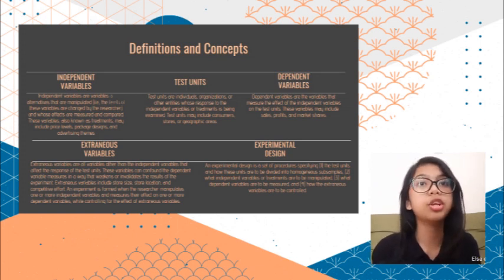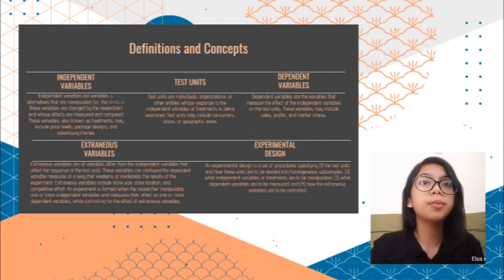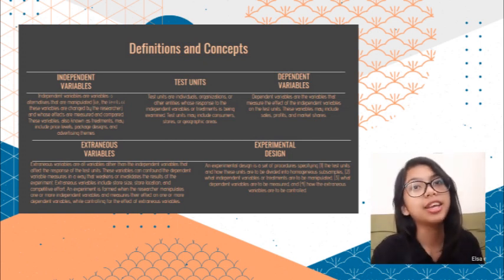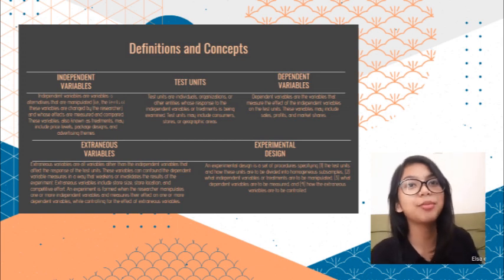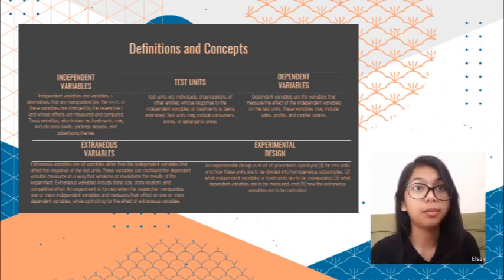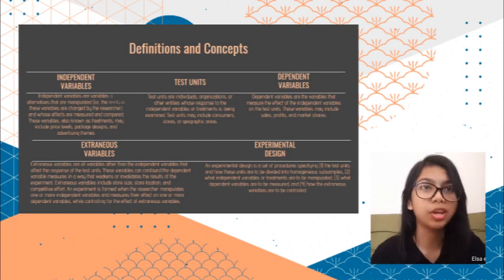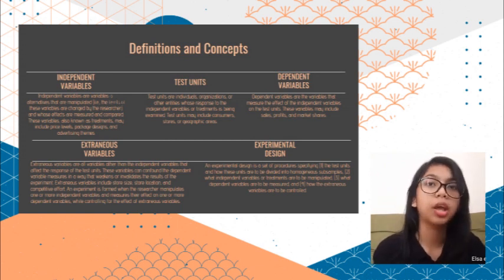Test units. Test units are individuals, organizations, or other entities whose response to the independent variable or treatment is being examined. Test units may include consumers, stores, or geographic areas. Dependent variables. Dependent variables are the variables that measure the effect of the independent variable on the test unit. These variables may include sales, profits, and market shares.